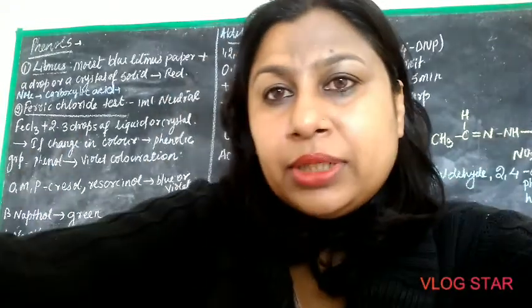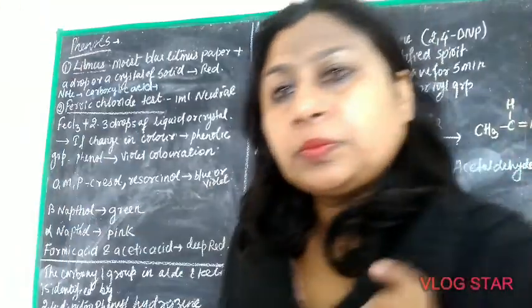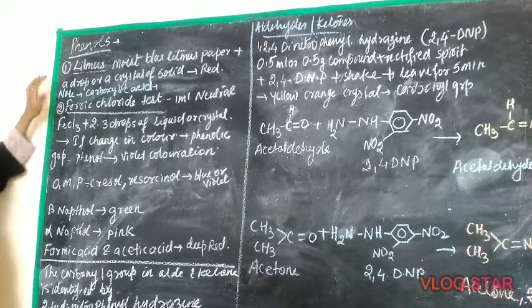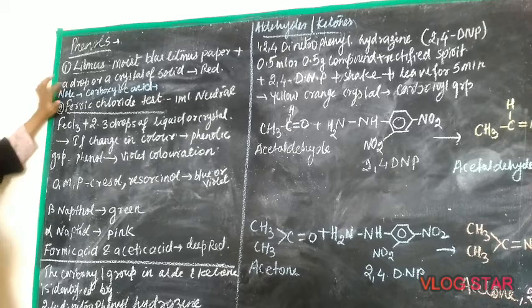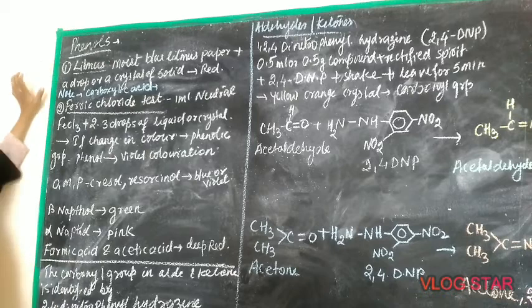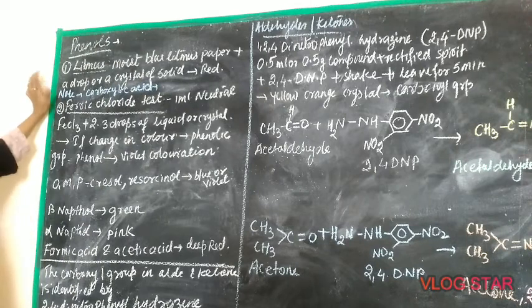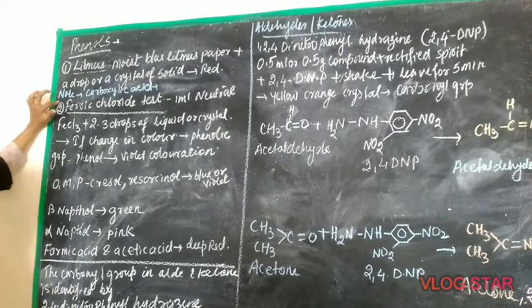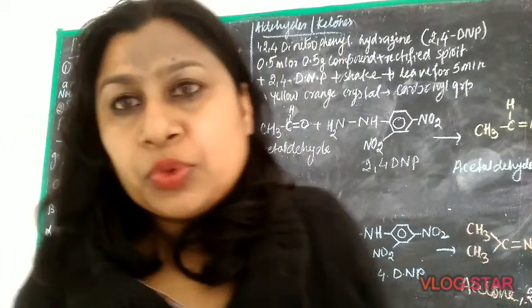Now children, we are going to talk about the tests for phenol. First is the litmus test. Take moist blue litmus paper. On it, add, if liquid, a drop, if solid, a crystal of the compound given. If the litmus paper turns red, that means phenols are present. Children, this litmus paper test is given by carboxylic acids also. But phenols do not give any effervescence with sodium carbonate solution.